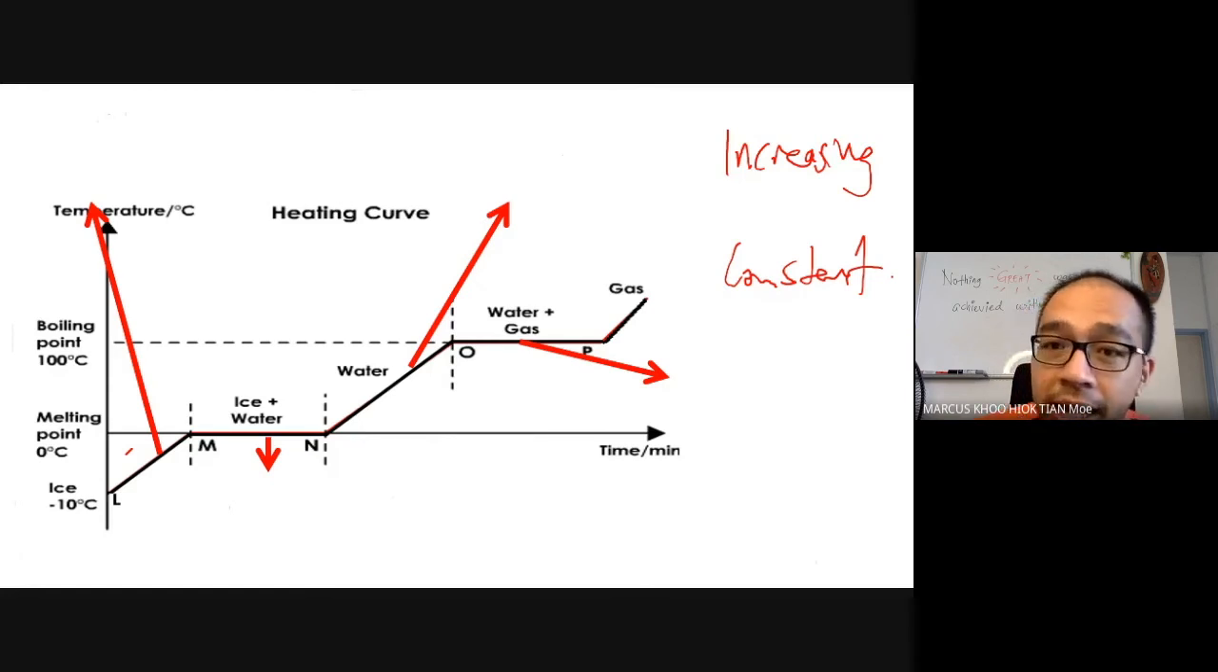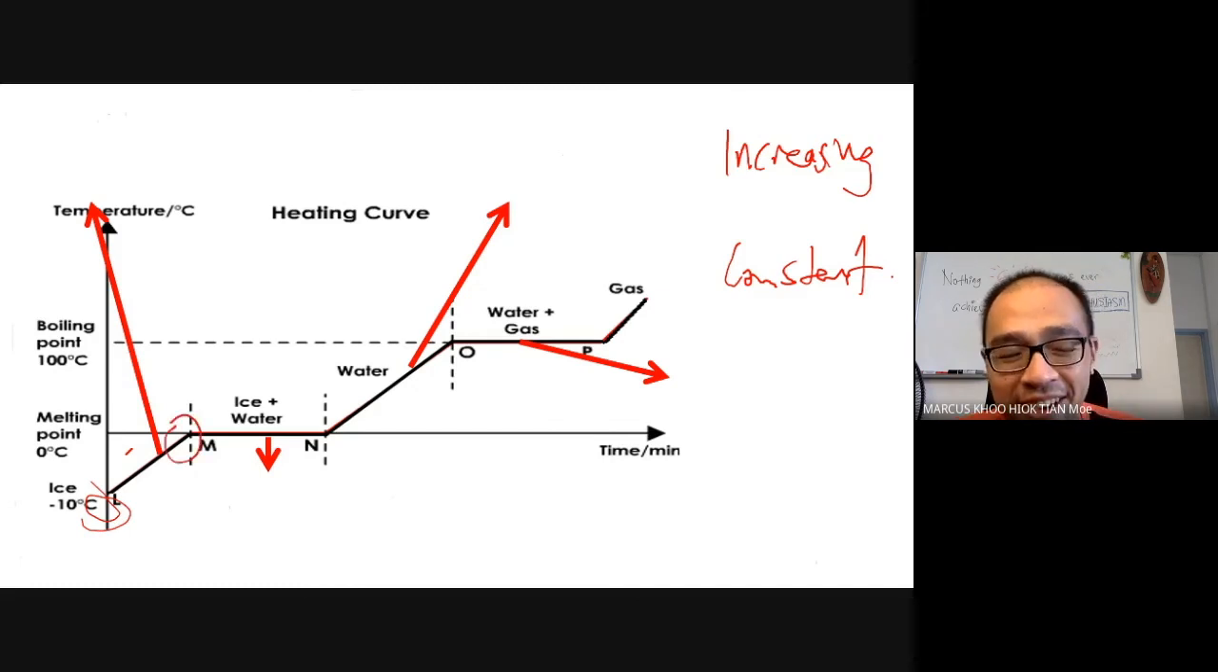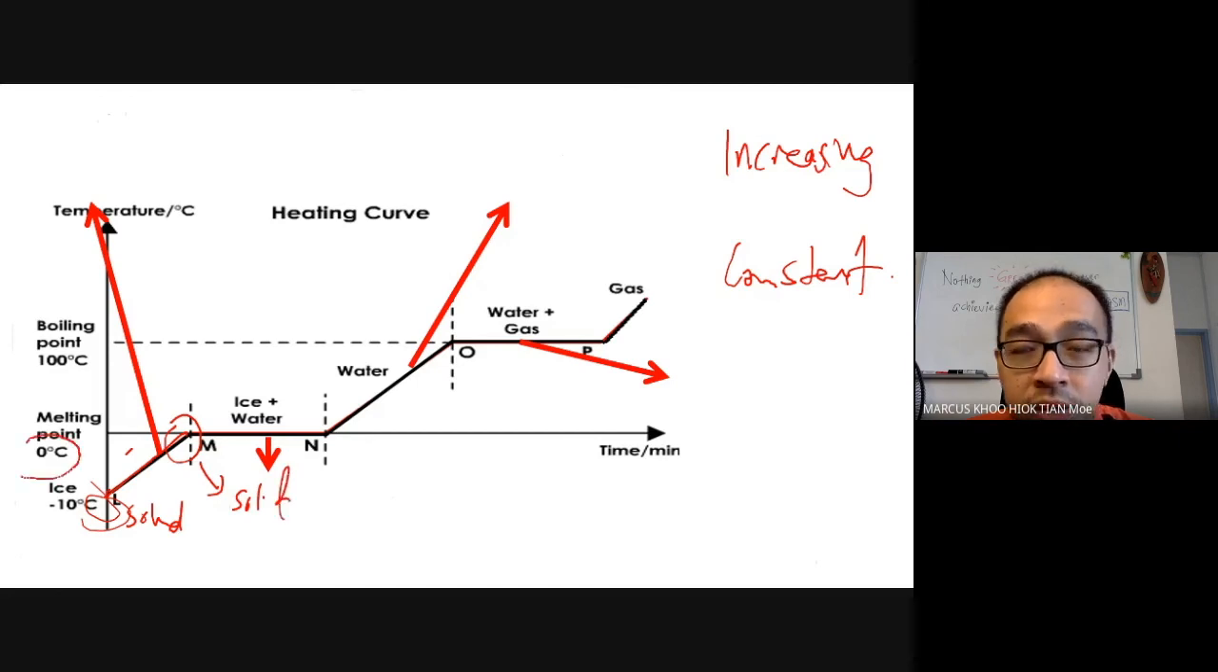Okay, at L, what is the phase? What is the phase in L? Okay, solid. What is the phase in M? Okay, the phase in M is still solid. Guys, when there is a change in temperature, the change in phase never happens. Okay, so L is a solid. M is still a solid, but it is a solid at 0 degrees Celsius.